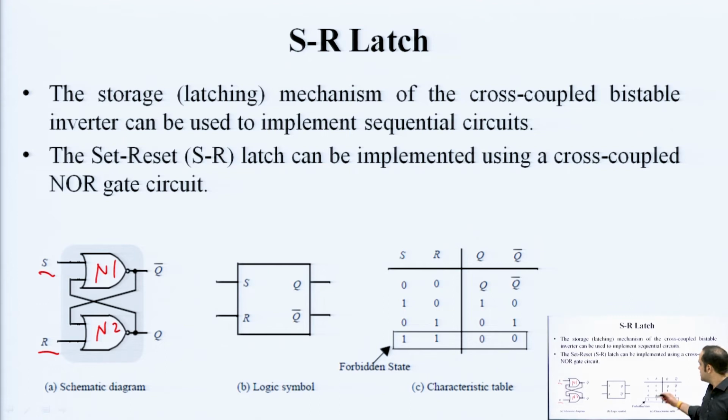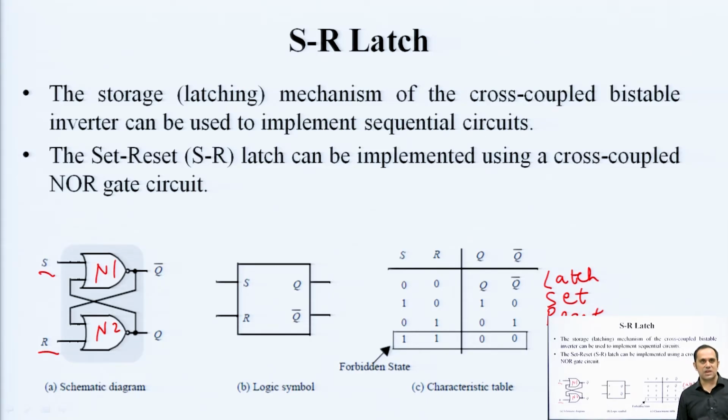This is the characteristic or truth table. When both S and R are 0, they just preserve their previous value. This is known as latching or storage operation. When S is 1 and R is 0, output Q goes to 1, so this is the set operation. For 0 1, this means the reset operation.